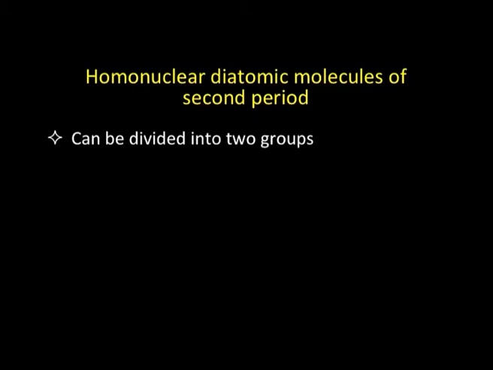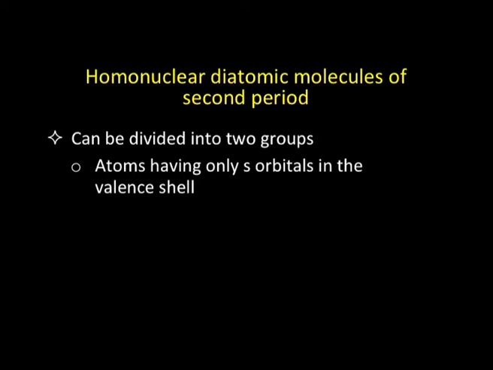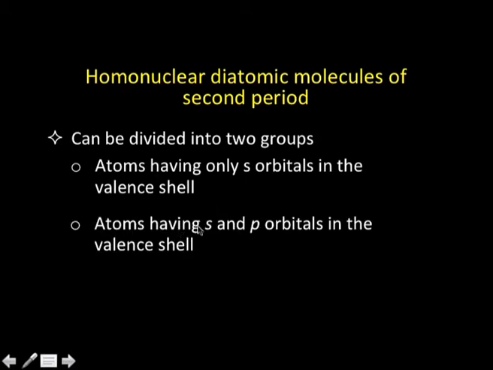What we just talked about so far was the first period, that is hydrogen and helium. Now, let us take up homonuclear diatomic molecules of the second period. If you look into the diatomic molecules, we can divide them into 2 groups. The first group is for the atoms which have only s orbitals in the valence shell, and the second possibility is the atoms having s and p orbitals in the valence shell. Here we will have lithium and beryllium, and here the rest of the atoms of the period will come.